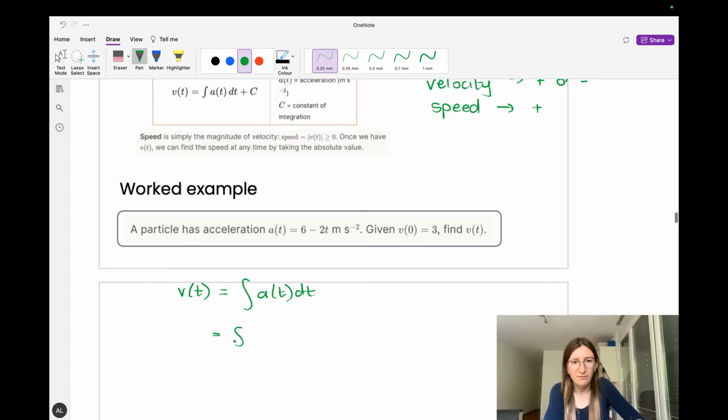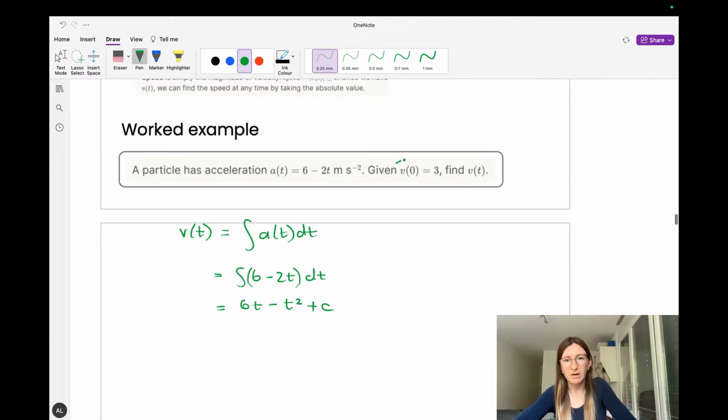So what do we have? 6 minus 2t dt. That'll be 6t minus t squared. And now we do need a plus c because this is an indefinite integral, but they've given us a boundary condition here, which is great.